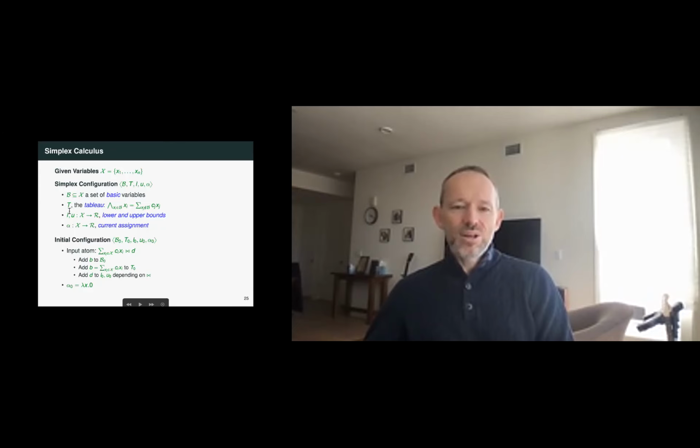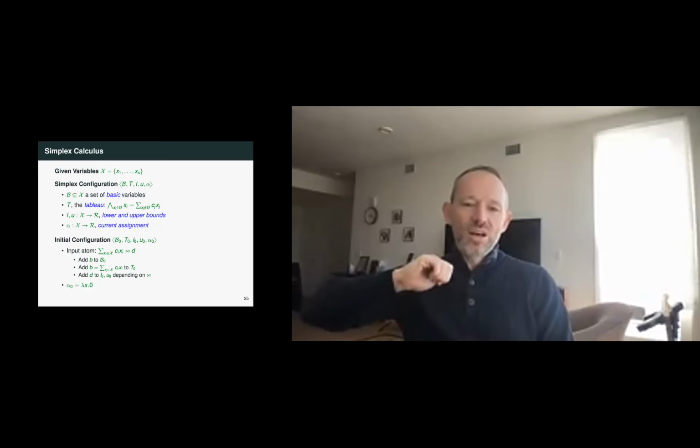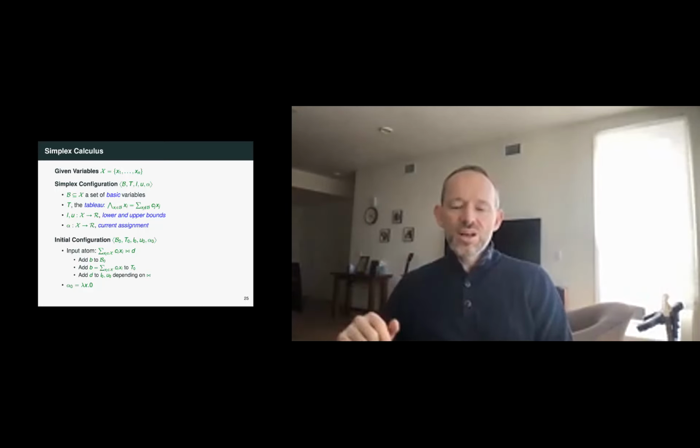Then we have this tableau, T, and essentially the tableau is a set of linear equations. It says for each variable in the basic set of variables, you have an equation where you can describe that variable in terms of a linear sum of the non-basic variables. So you can think of it as the rows. The tableau is a matrix where the rows are basic variables and the columns are non-basic variables, and you have an equation that relates each basic variable to a weighted sum of the non-basic variables.